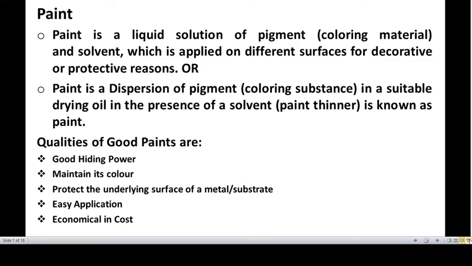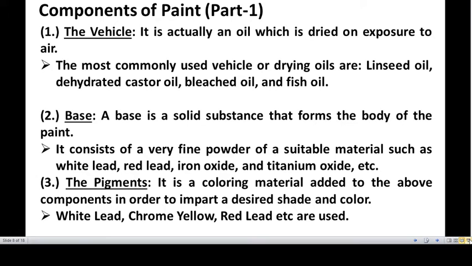What are the qualities of paint? The main qualities of paint are that it must have a high hiding power, it must maintain its color, it can protect the underlying surface, it can be easily applied on the surface, and it must be cost effective. And there are 5 main components of the paint.